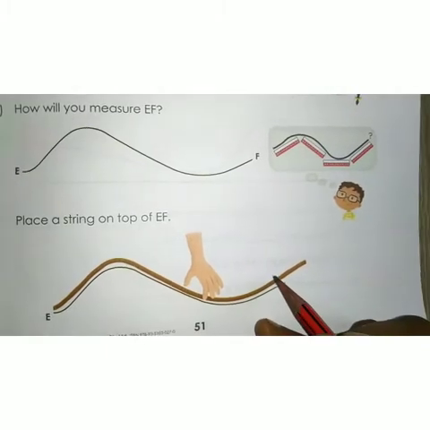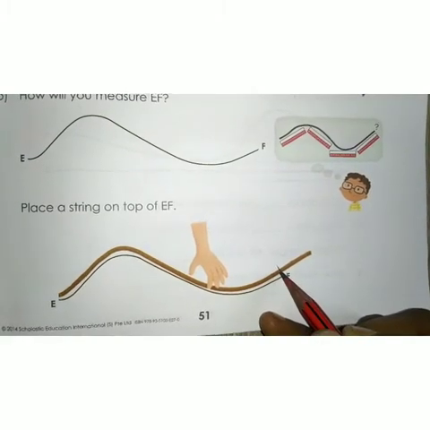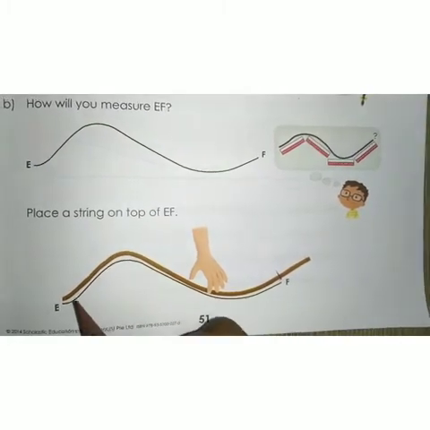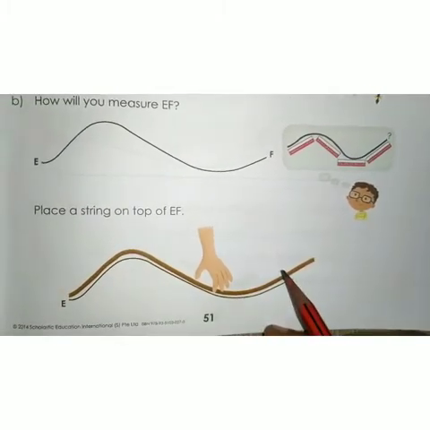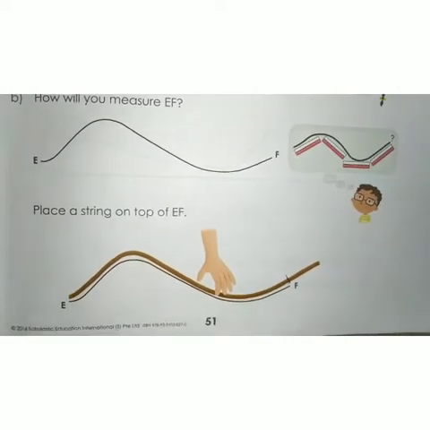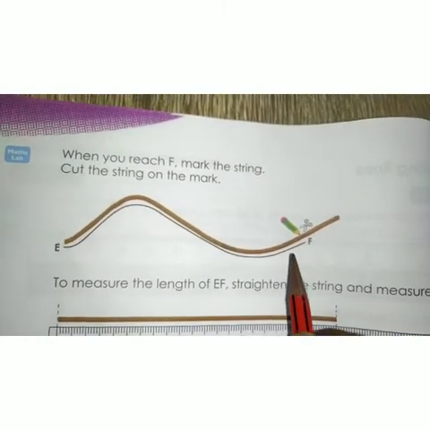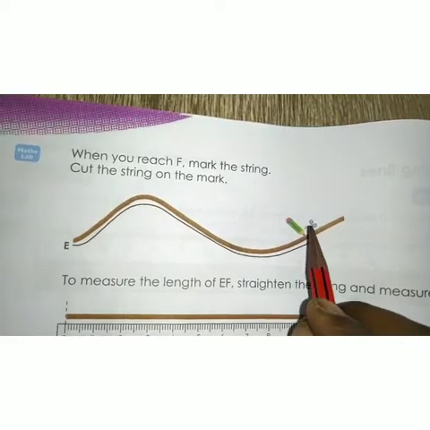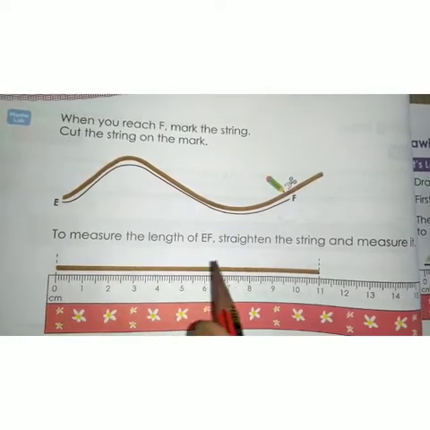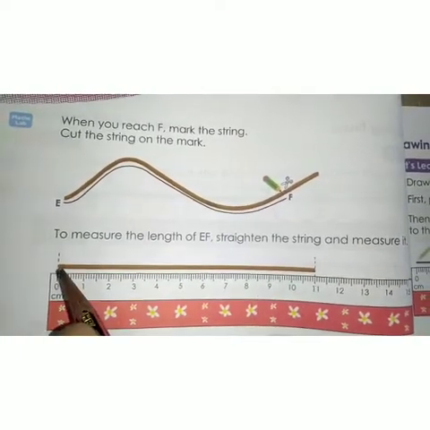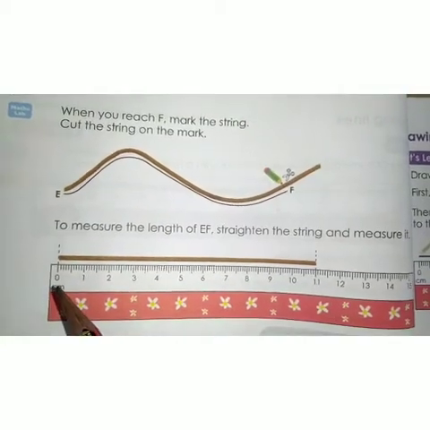After marking the string at the starting and ending points, we have to use the ruler to measure the string. Now measure the string using the ruler. Then we will get the length of EF. We have to mark it like this. Using a pencil we mark it and cut using scissors. After cutting it, we keep the string on the scale to measure the length. Now the length of the string is 0 to 11 centimeters after measuring it.